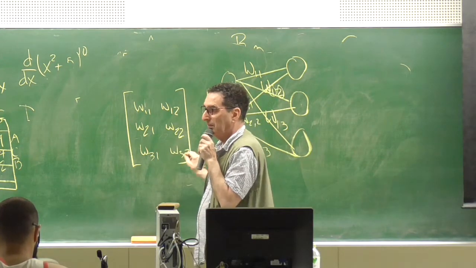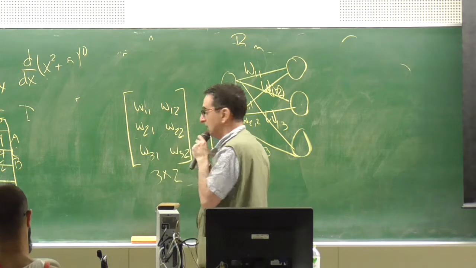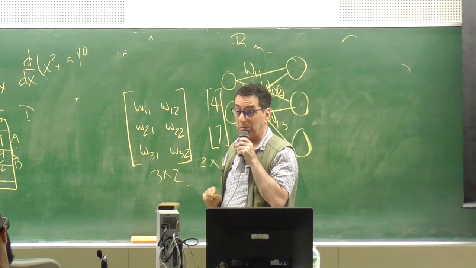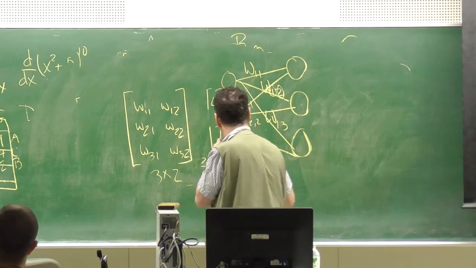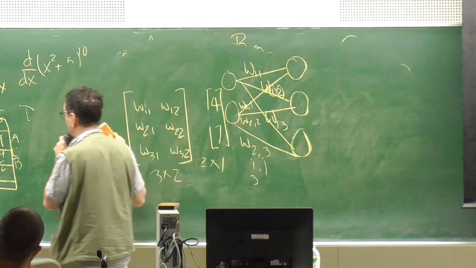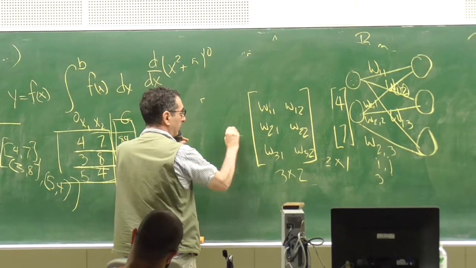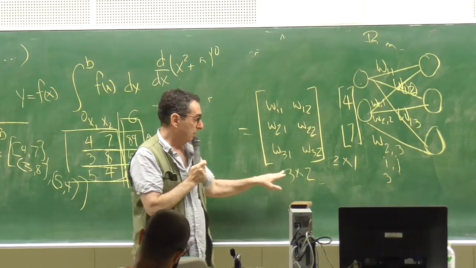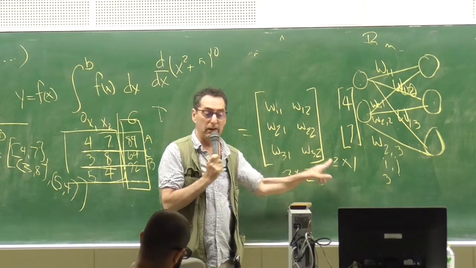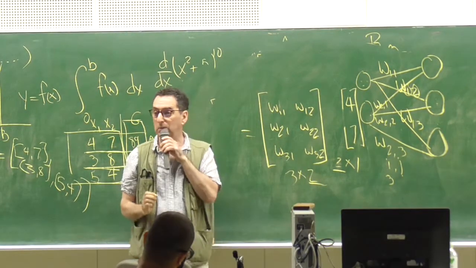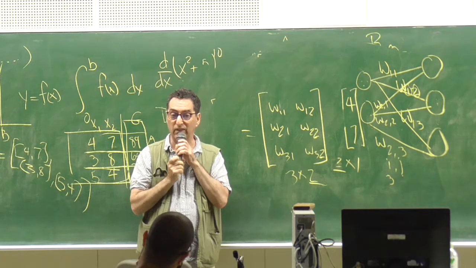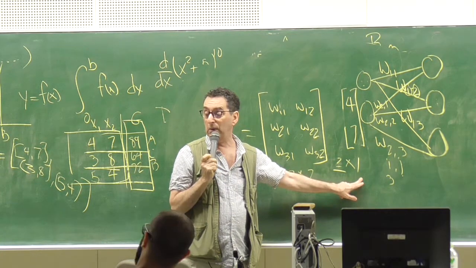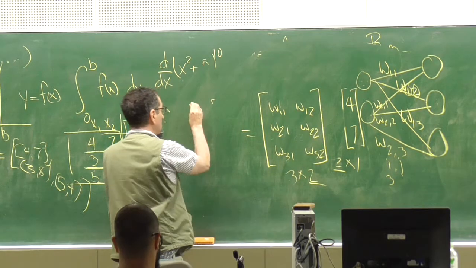Now can I multiply these two? What's the size of this one? 3 by 2. And what's the size of this one? 2 by 1. So I can multiply them. Now, let's see what we get when we multiply them. I'll do it over here because I don't want to erase that. First of all, what's the size of the new matrix going to be? This is a 3 by 2, and this is a 2 by 1. So these match, so I can multiply them. The dimensions of the result come from here and here, so the result is going to be a 3 by 1. Let me draw a 3 by 1.